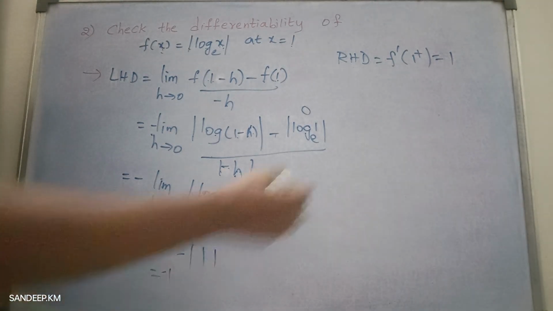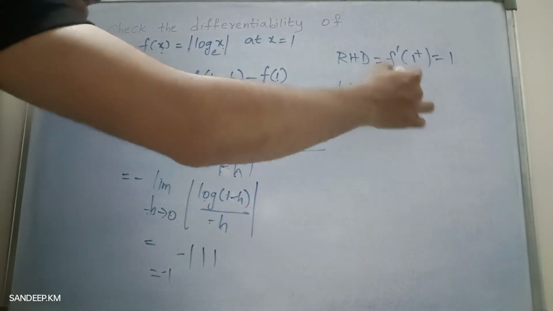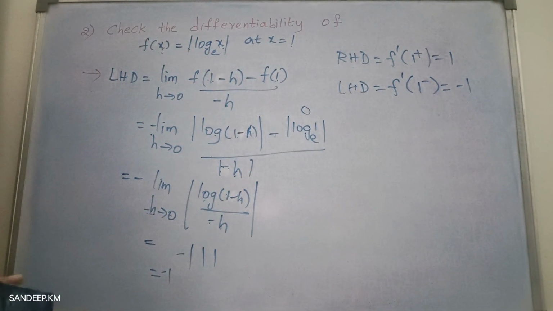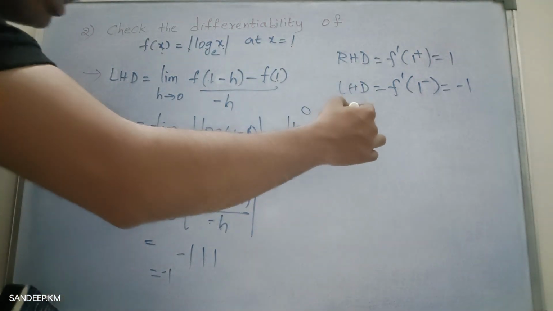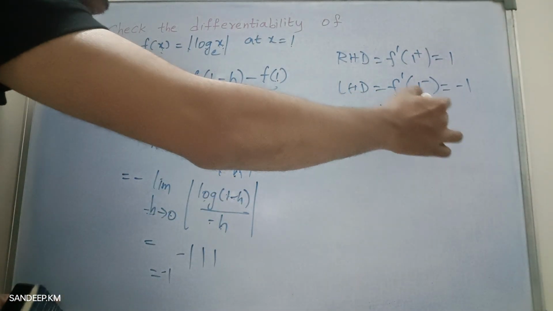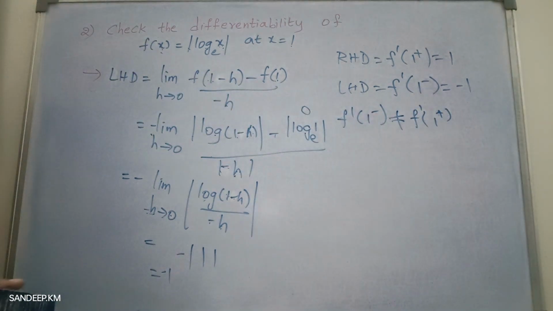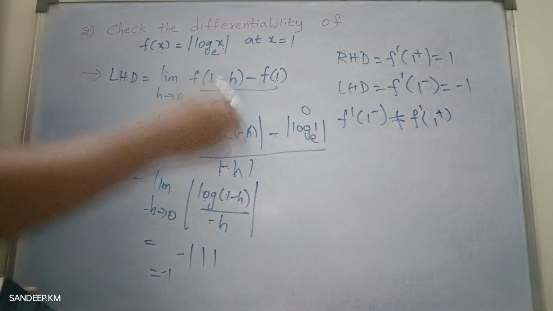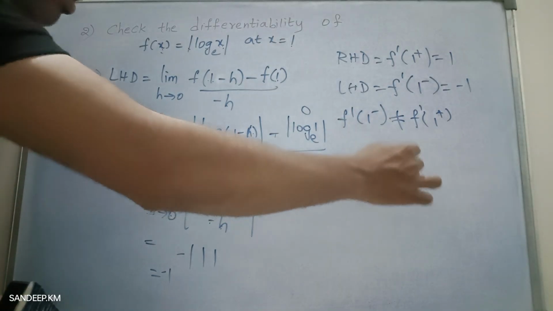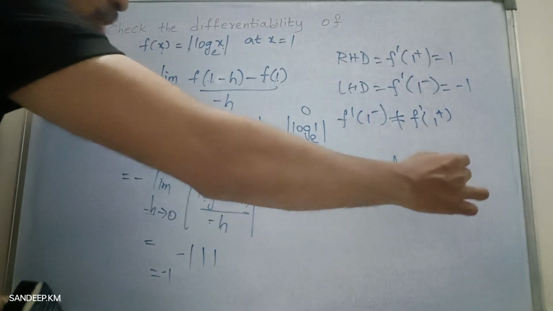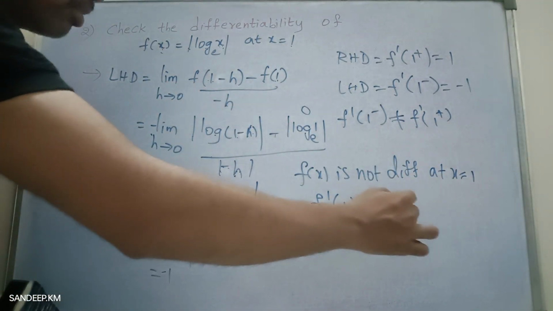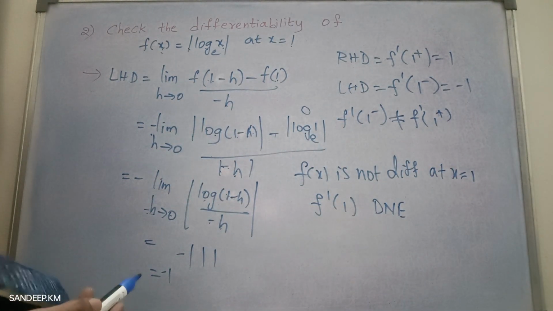Okay now, so the left hand differentiability LHD is equal to f dash of 1 minus, which is equal to minus 1. So RHD is not equal to LHD. The left hand derivative is not equal to the right hand derivative. So what is the meaning of this, dear students? What is the conclusion? The function f of x is not differentiable at x is equal to 1. Not differentiable means f dash of 1 does not exist.